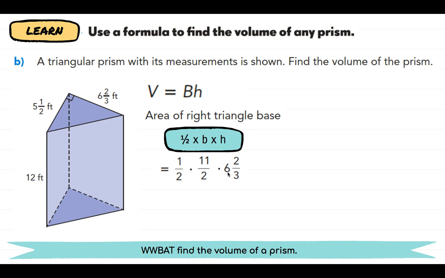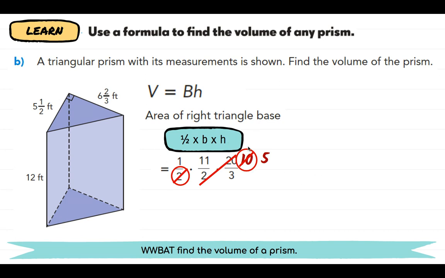Now on the other hand, our 6 2/3, 6 times 3 is 18. 18 plus 2 is 20. So 6 2/3 becomes 20/3. Because 2 and 20 have a common factor of 2, you can divide 20 by 2 equals 10. Now 2 and 10 also have 2 as a common factor, so we can divide both numbers by 2 and that gives you 5. 10 divided by 2 is 5.